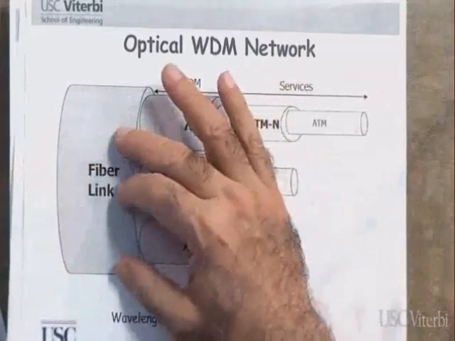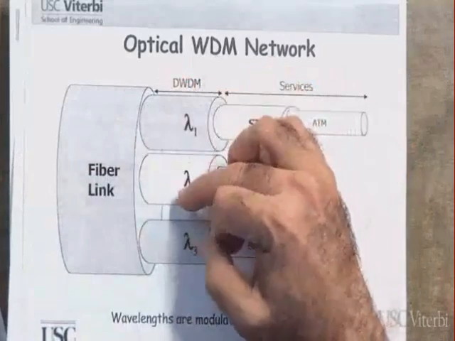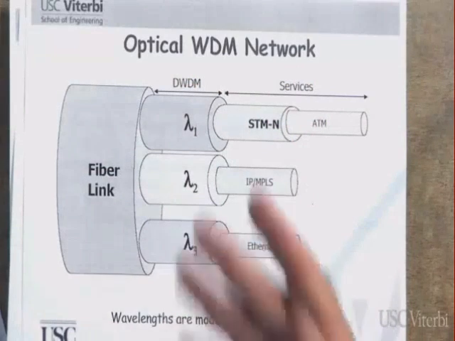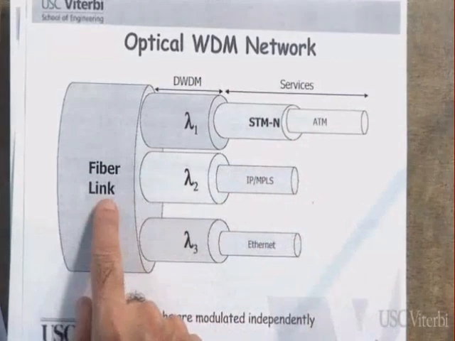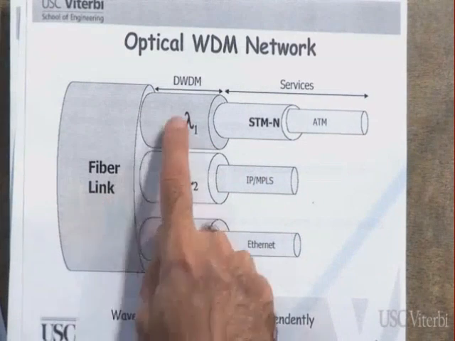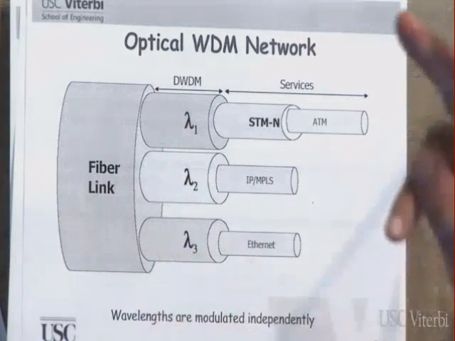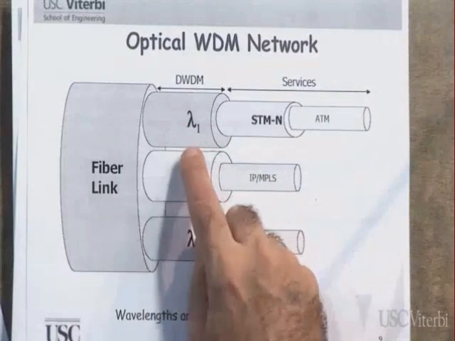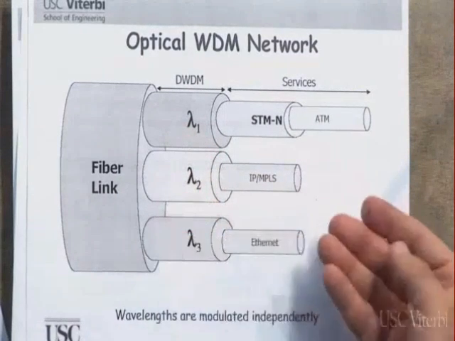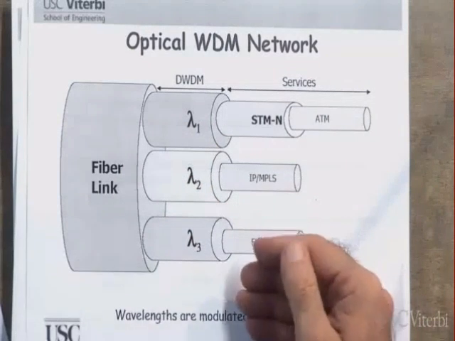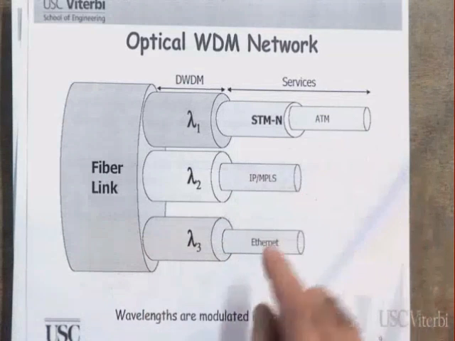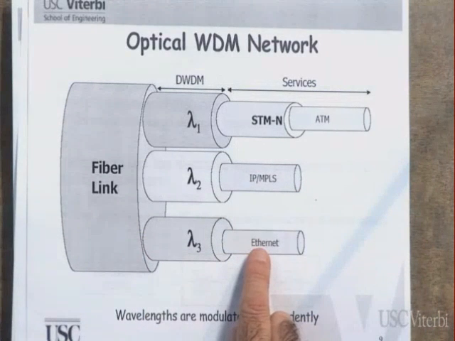This is just to indicate that each one of these, lambda 1, lambda 2, lambda 3, is referred to as a channel. So we say the optical fiber is supporting 3 channels. Each one is on a certain wavelength. On each wavelength, you are going to modulate the traffic, like I showed you a moment ago. You are going to modulate the information. The information could be from different technologies, from different protocols.